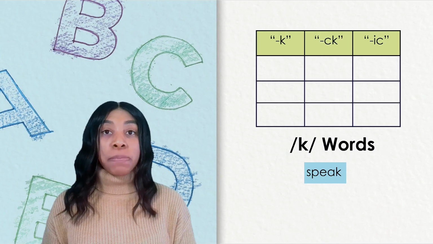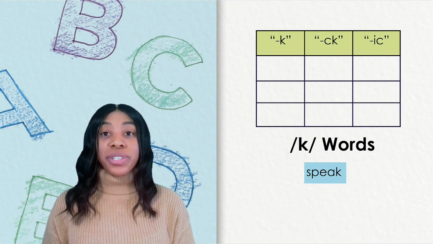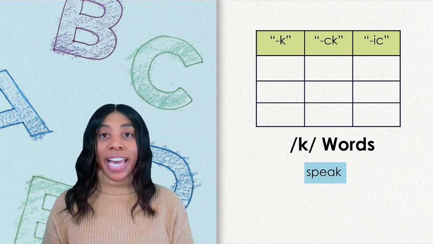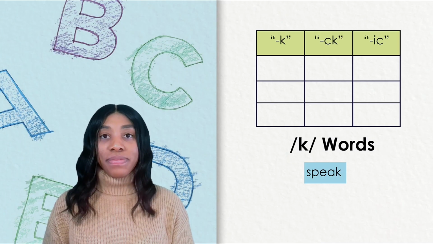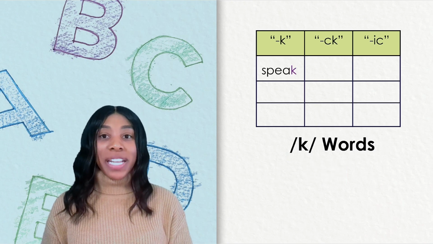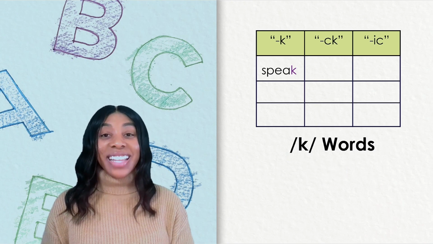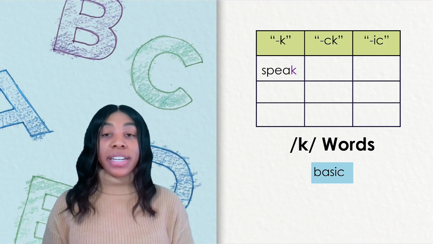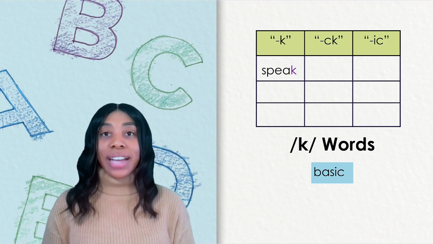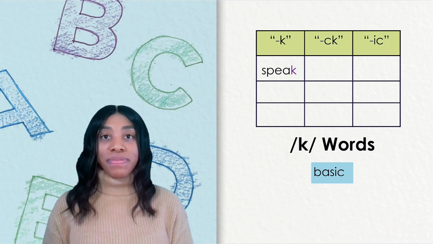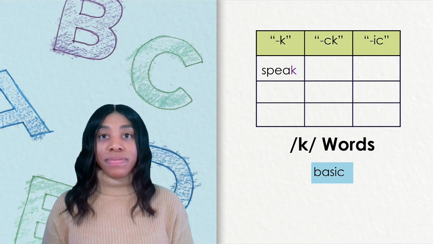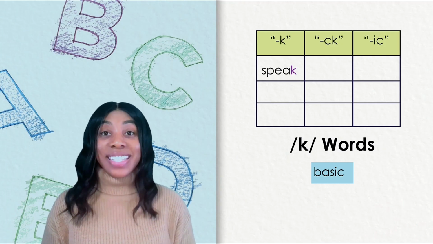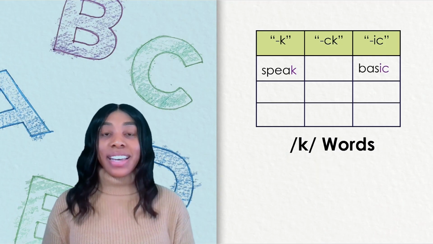Our first word is speak. Does it use the spelling pattern K, CK, or IC? Speak uses the spelling pattern K at the end. Let's try another. The next word is basic. Does basic have the spelling pattern K, CK, or IC at the end? Basic ends with IC, so we will place it in our IC column.